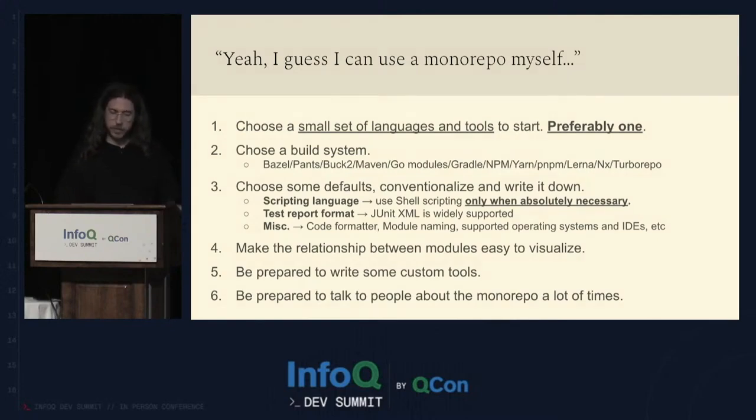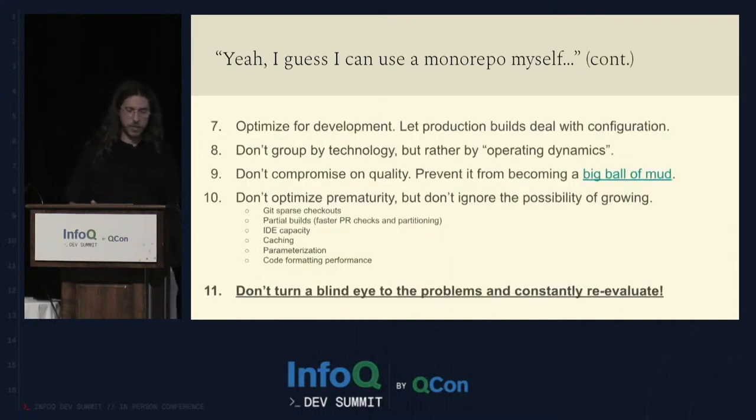And 6th, be prepared to talk about the monorepo a lot, because this is a controversial topic and people will have a lot of opinions, and you will have to explain why you're doing this all over again multiple times, right? Then number 7 is optimize for development, and that comes from my personal experience.